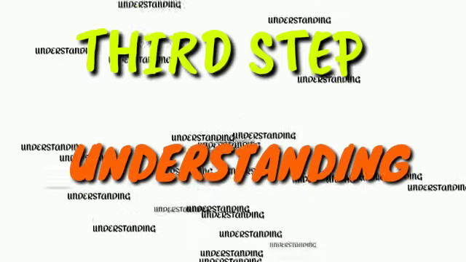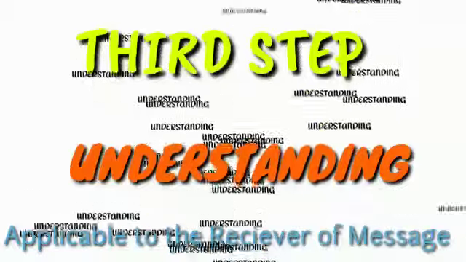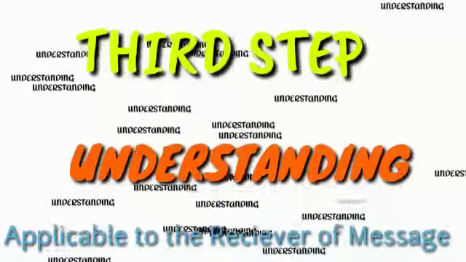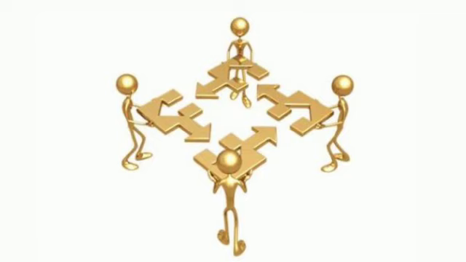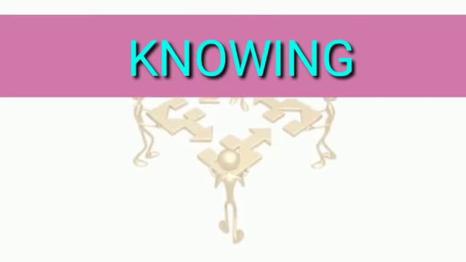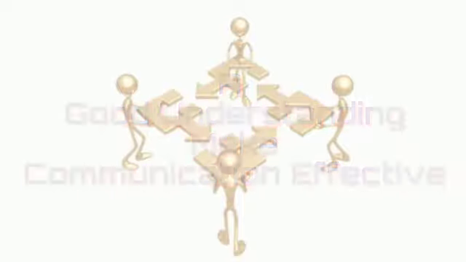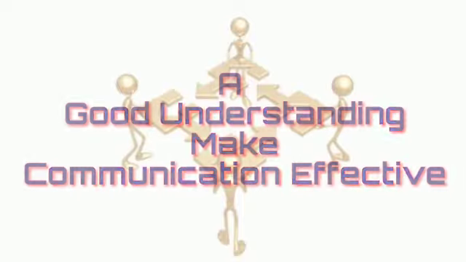Now, the third simple step towards effective verbal communication is understanding. This step is also applicable to the receiver of the message. After active listening, an individual should try to understand the message to the best of their ability. There is a difference between knowing and understanding. Many a time, we know the matter, but we don't understand it. So, a good understanding makes communication effective.